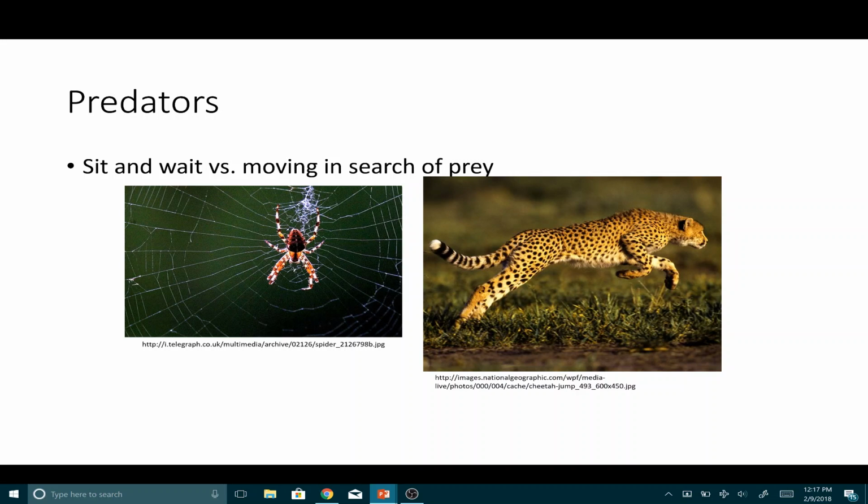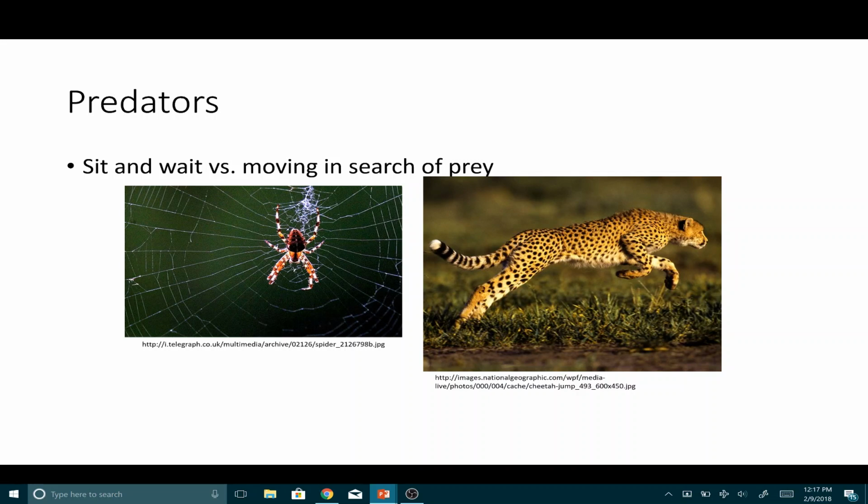Moving in search of prey, predators, a positive or a pro about that is you get prey when you want it. You look for it and you go after it, right? You see something tasty and you head for it. You don't sit and you don't wait for that something tasty to come to you. And then a negative would be you do expend a lot of energy moving in search of your prey.